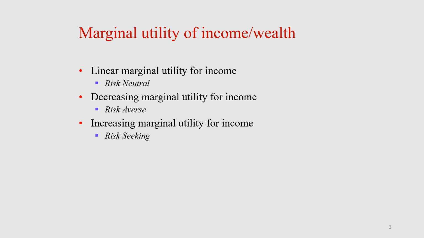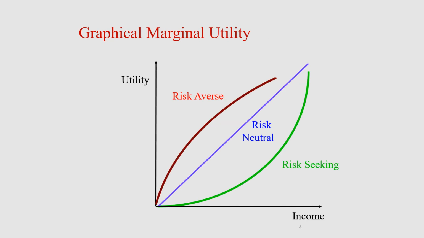When we look at the marginal utility of income or of wealth, we find that the linear marginal utility for income implies risk neutral. Decreasing marginal utility for income implies that the person is risk averse, whereas an increasing marginal utility of income indicates that they're risk seeking. And what we want to do is show how that is.